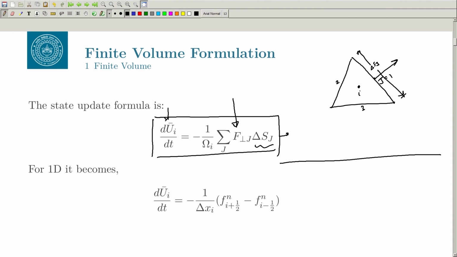If it is 1D, this is my I, this is my I plus 1, and this is my I minus 1. This is my interface here, you can call it J, or you can call it I plus half, and this is another interface. So, in 1D each cell will have two interfaces, and this is my cell. Then J equal to I minus half, and if you use this formula, and look at this interface, your normal velocity is in this direction.